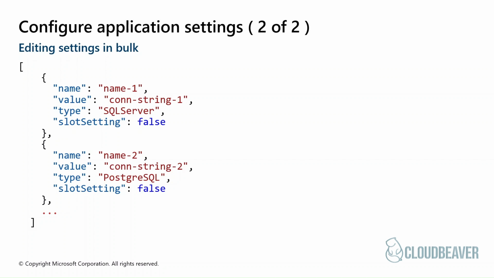In case it's a connection string, then you say the type as SQL Server, and if it is Microsoft SQL or PostgreSQL, you define the respective options. In the slot setting, as true or false, if you say false, it's going to be a setting only for that particular app server. But if you say true, when you do swapping, a concept where you move your code from one slot to another, you swap the configuration as well.